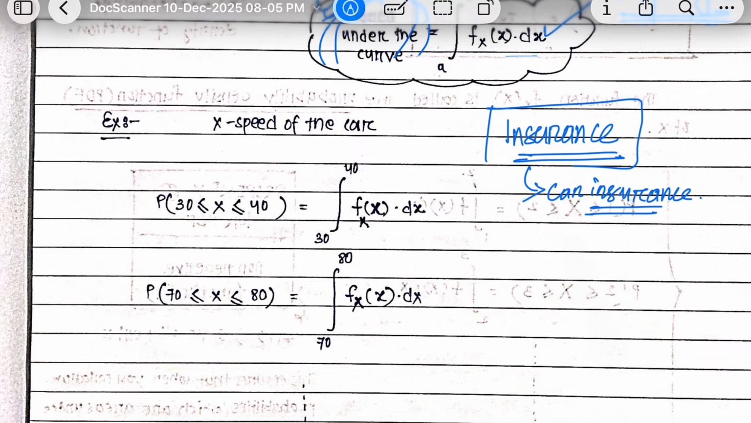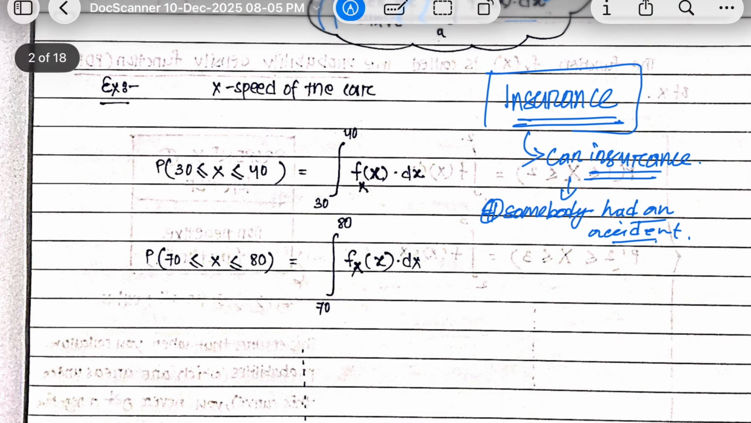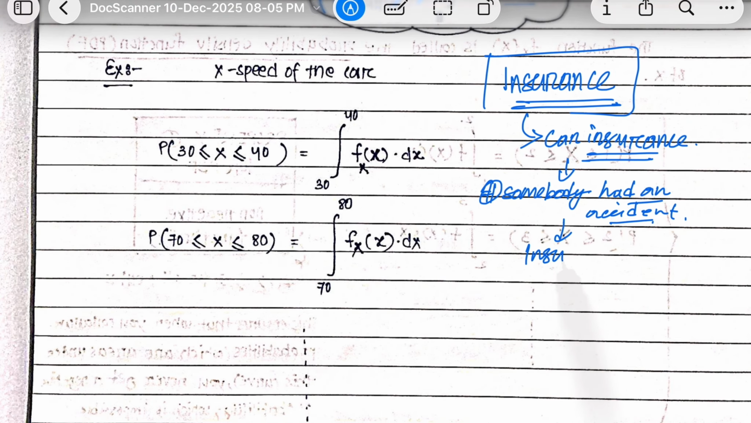and somebody had an accident, God might not do it with anyone. But if there is an accident, you go to the insurance company and you want to claim your insurance. The insurance company first checks whether you are traveling within the speed limit. This is the first condition to give you your insurance claim.